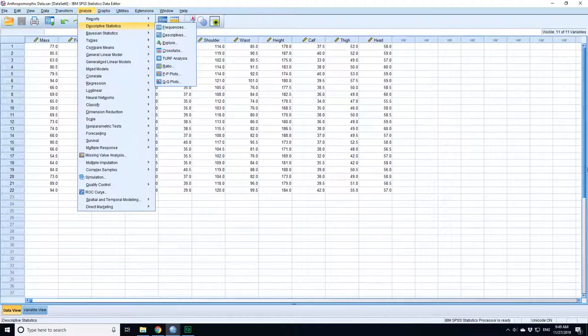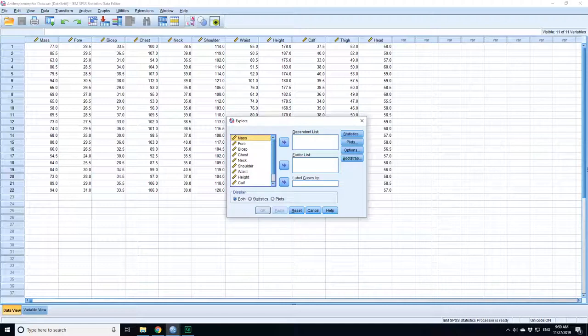So in this case, I'm going to go to Analyze, Descriptive Statistics and Explore. I'm going to put in all the variables that I'm interested in comparing to each other. So that was forearm, bicep, neck, calf, thigh and head. Now I just want to do the plots here.